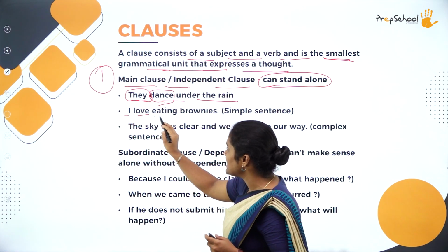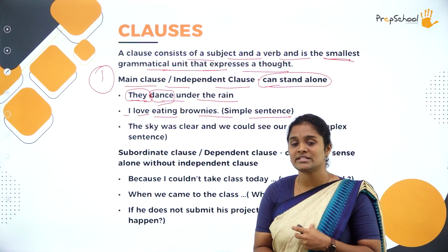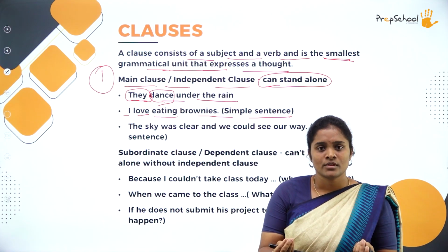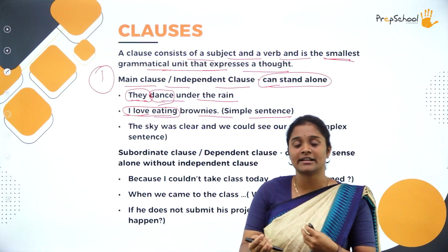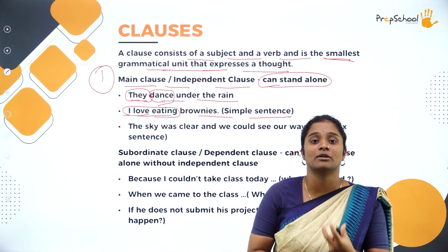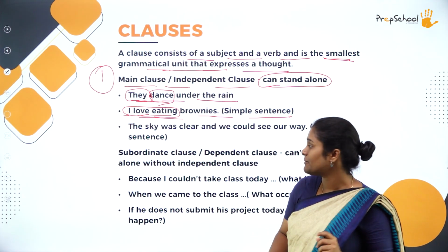I love eating brownies. This is a simple sentence. To give you a simple sentence, I love eating. Okay, I love eating. It doesn't have to have any other things attached to it in order to make much more sense. This makes sense. They dance. I love eating. Makes sense, right?